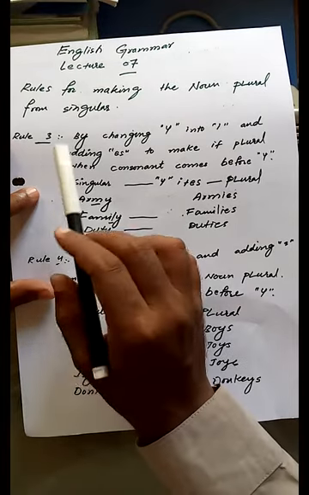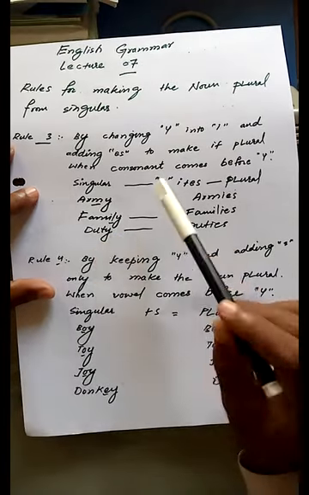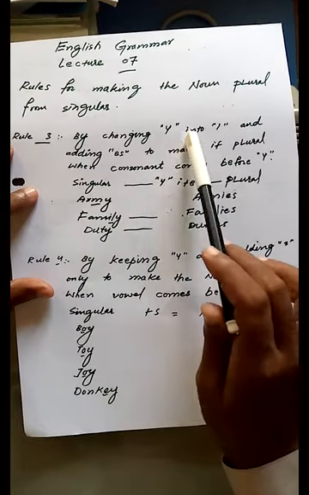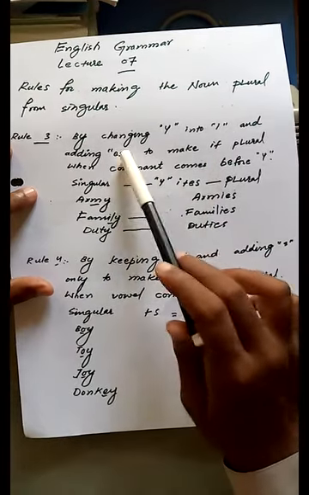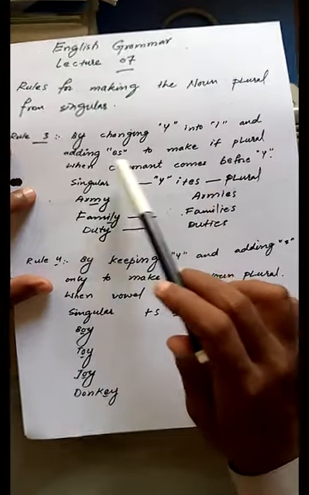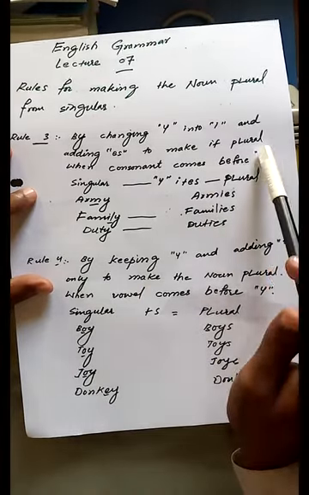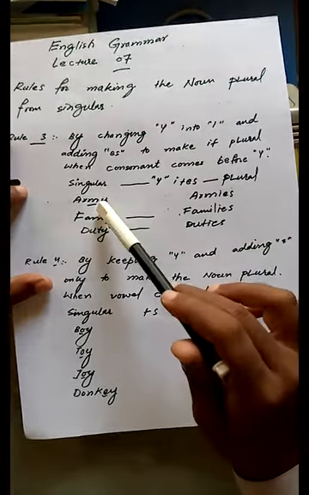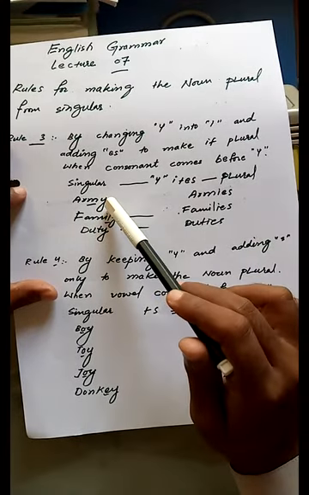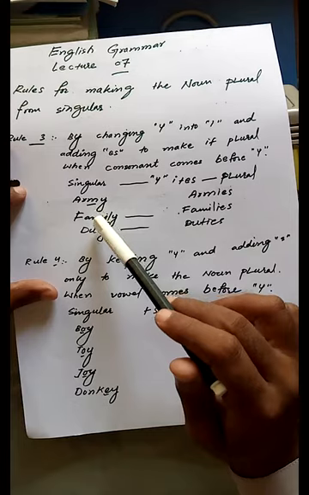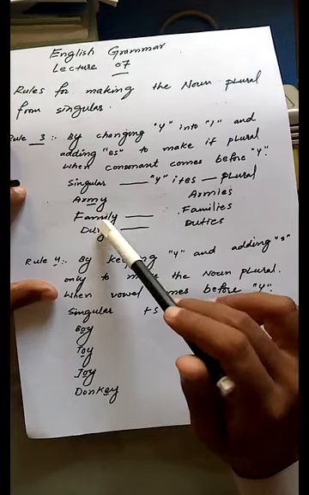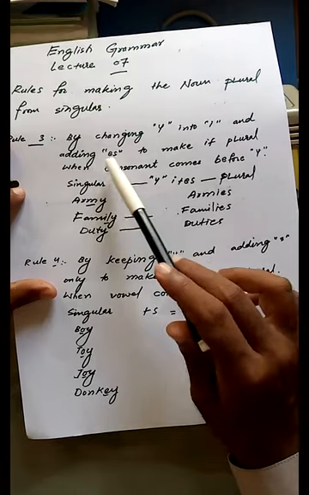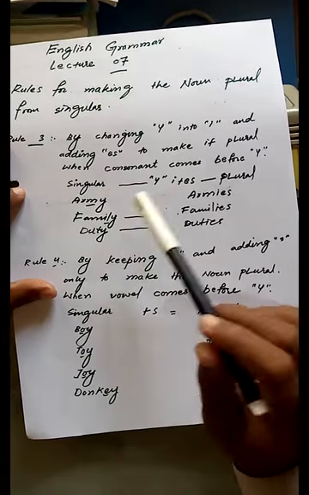It is our lecture number 7, rule number 3, that it indicates that by changing y into i and adding es we make it plural when a consonant comes before y. If your word is ending on y and has also a consonant before y, the y will be changed into i and es will be added to make the noun plural.